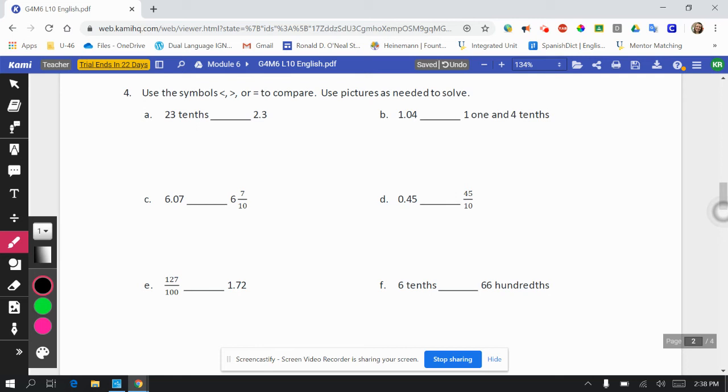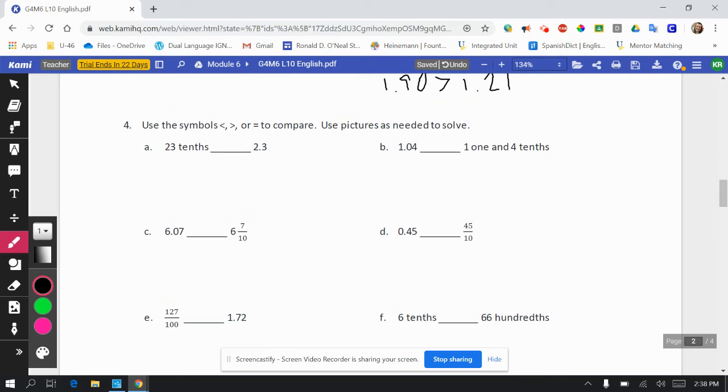On to the last section. What I like to do for these kind of sections is to write the number. If it's not in standard form, I write it in standard form. So this becomes 2.3, which then compared with 2.3 is equal. On to the next one. This is not in standard form, so I go ahead and write this one in standard form, 1 and 4/10. So 1.04 is less than 1.4.